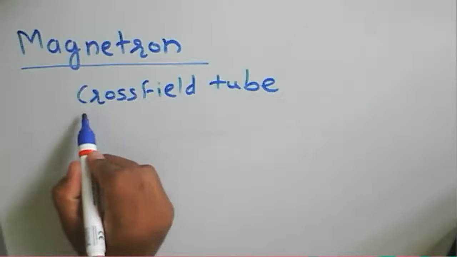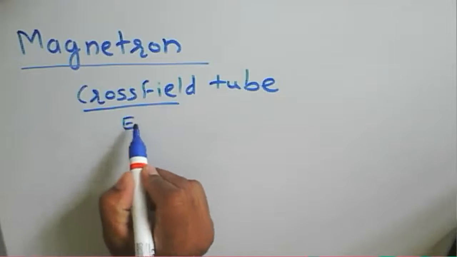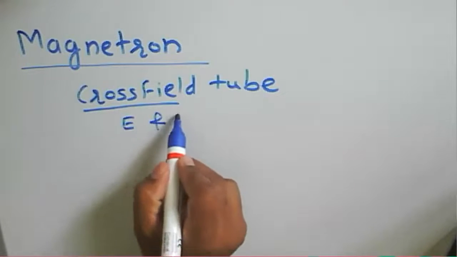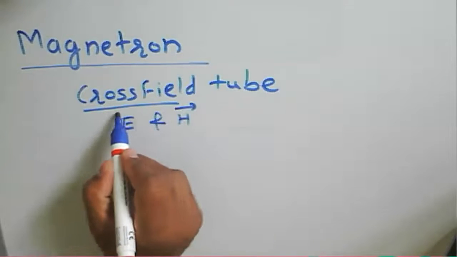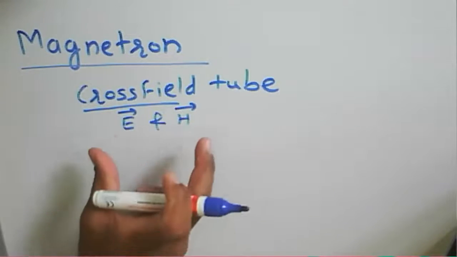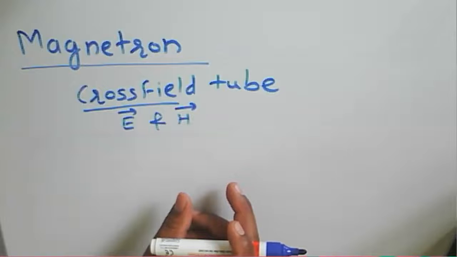So in a cross-field tube, what do we have? We have the electric field component and a magnetic field component. Both are perpendicular to each other. That's why this tube is called a cross-field tube.